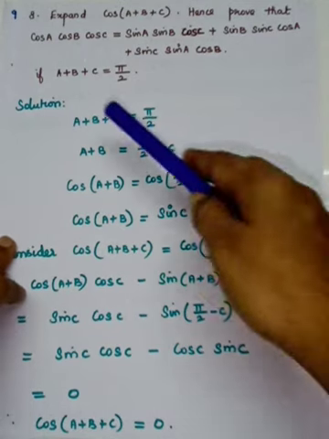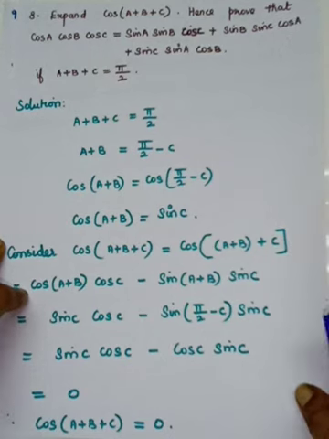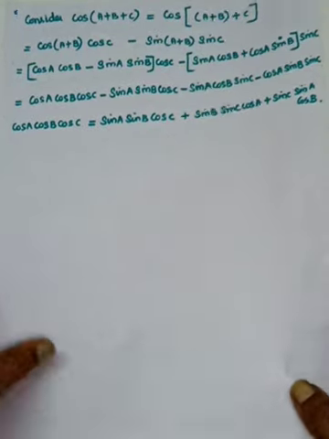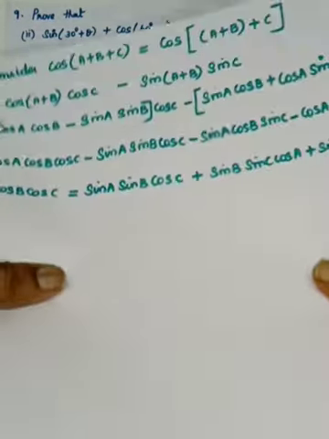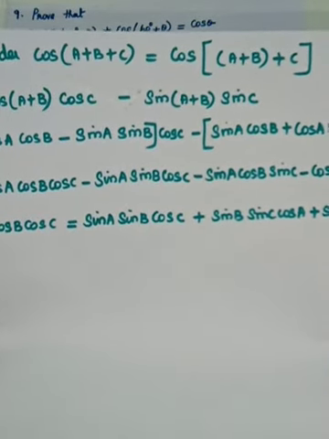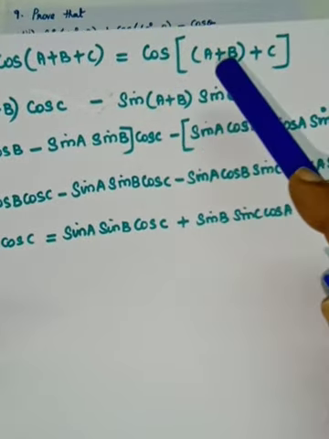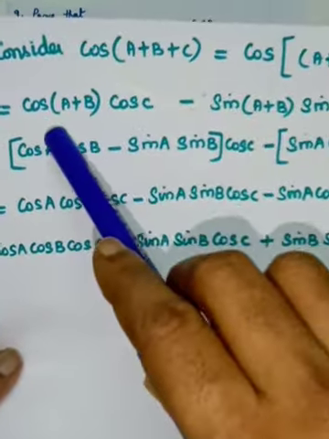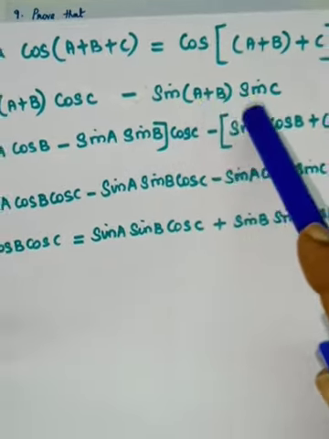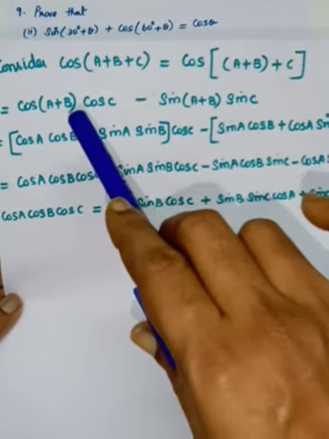Next you have to prove this result. Okay, so for that I'll consider cos of A plus B plus C. What is it? Cos of A plus B plus C. Look at this now. Again it can be written as cos of A plus B plus C. So I have taken it as cos of alpha plus beta. So what is it? Cos alpha cos beta minus sin alpha sin beta. See, cos of A plus B, just expand it now.